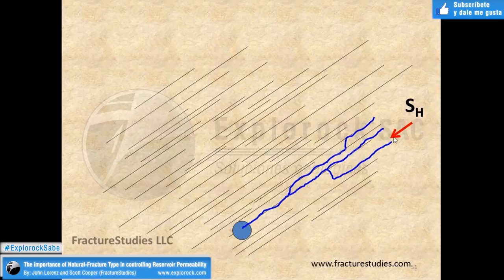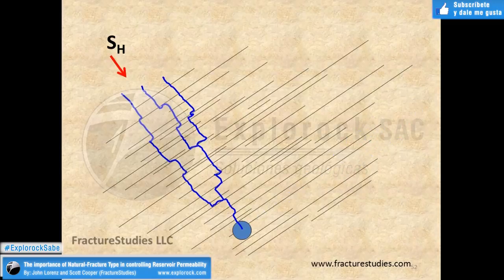We cannot just count them. We cannot just say our reservoir is fractured. We need to know what our fractures look like. How about shear fractures? Well, remember, the shear fractures are oriented at an oblique angle to the maximum compressive stress. The stimulations in the shear fractures are going to get very irregular very quickly. You'll have high pumping pressures, you'll have high tortuosity, high potential for screen-outs, and the stimulation will not be as effective in a shear fracture system as it is in an extension fracture system.